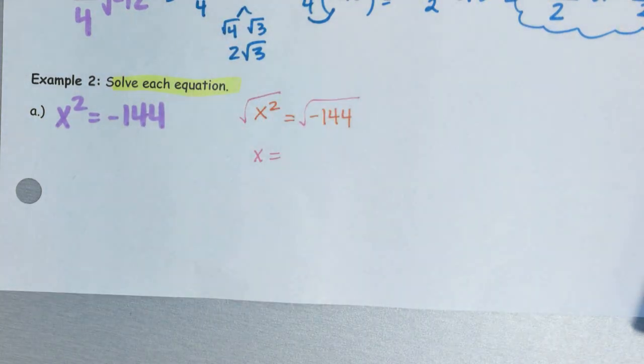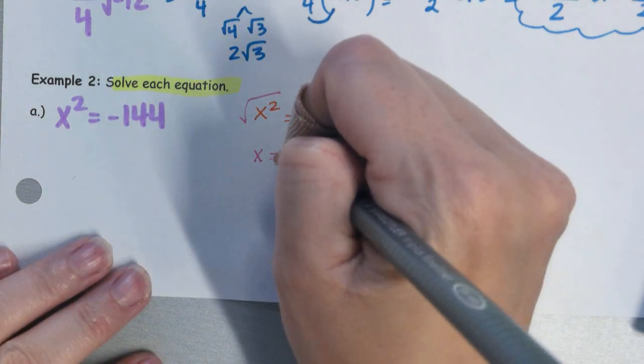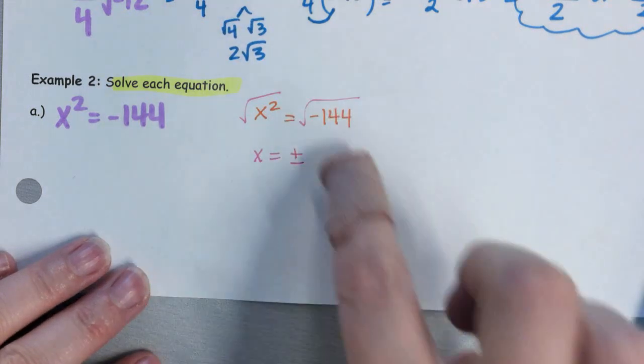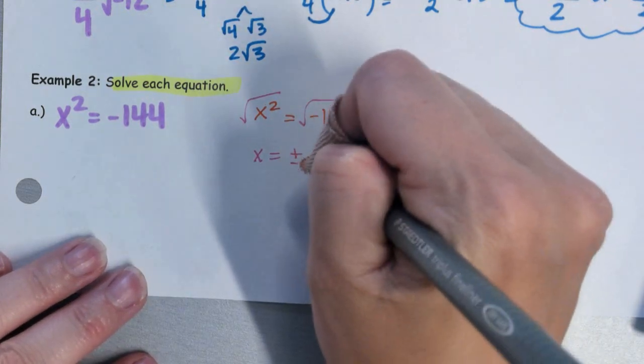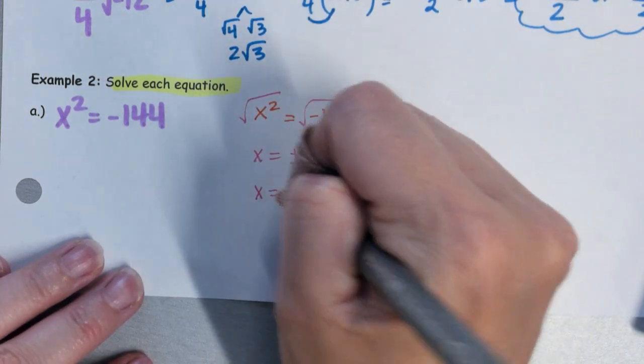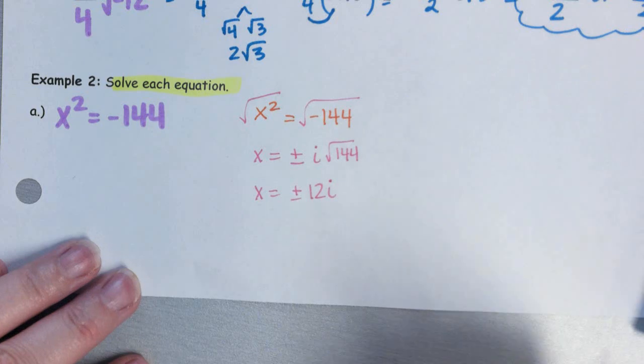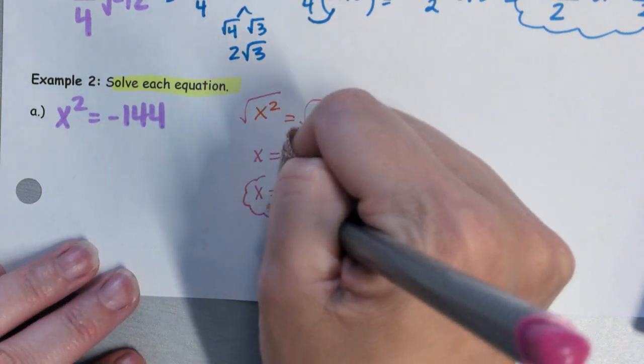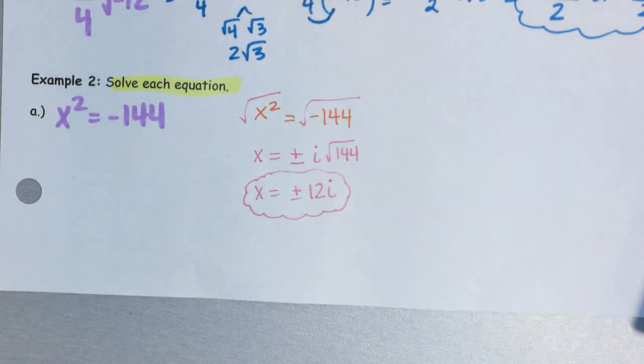Now remember, one of the main things we talked about yesterday, if you take the square root, what do you have to have in front of it? Oh, plus or minus, yep. And then, yes, we do have to have the i today. So because this is negative, it is i root 144. What's the square root of 144? 12. So this is just plus or minus 12i. Okay, and that's going to be your final answer.